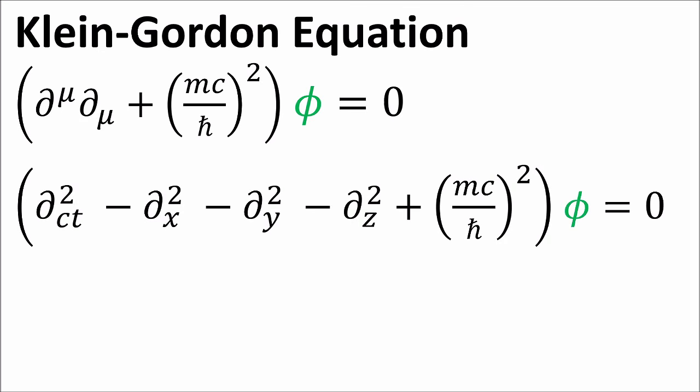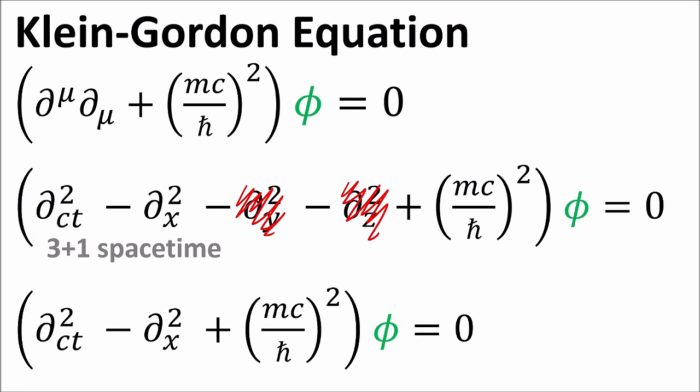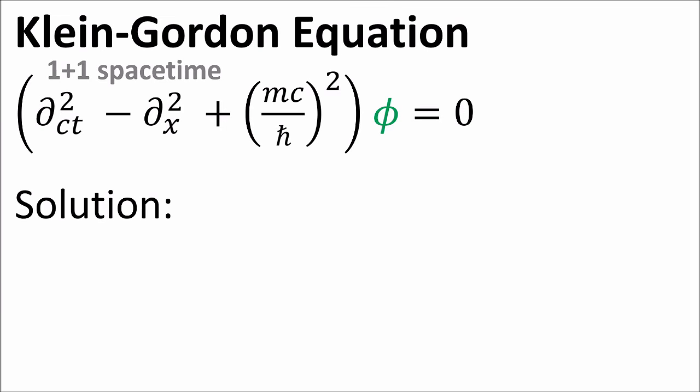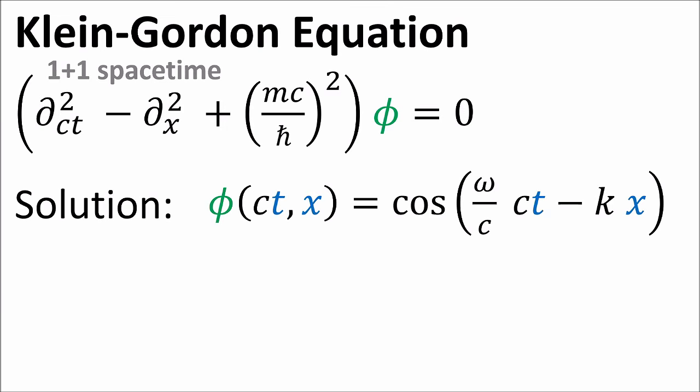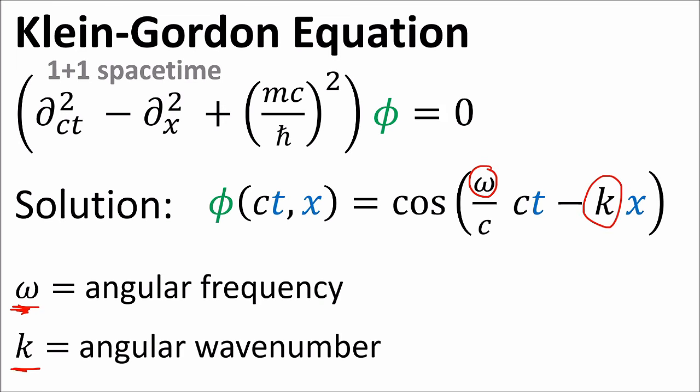This is the Klein-Gordon equation with 3 dimensions of space and 1 dimension of time, also called 3+1 space-time, and its solution is a little more complicated. So to simplify things, we'll get rid of the y and z directions and just look at the Klein-Gordon equation with 1 dimension of space and 1 dimension of time, which is the 1+1 space-time version. So we're only going to look at the time and x terms, and ignore the y and z terms. The solutions to this Klein-Gordon equation are given by cosine waves, where omega is the wave's angular frequency in time, and k is the wave's angular frequency in space, also called the angular wave number.